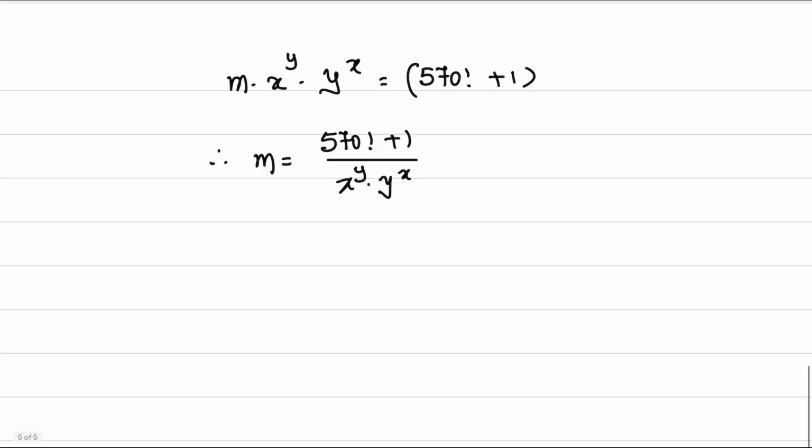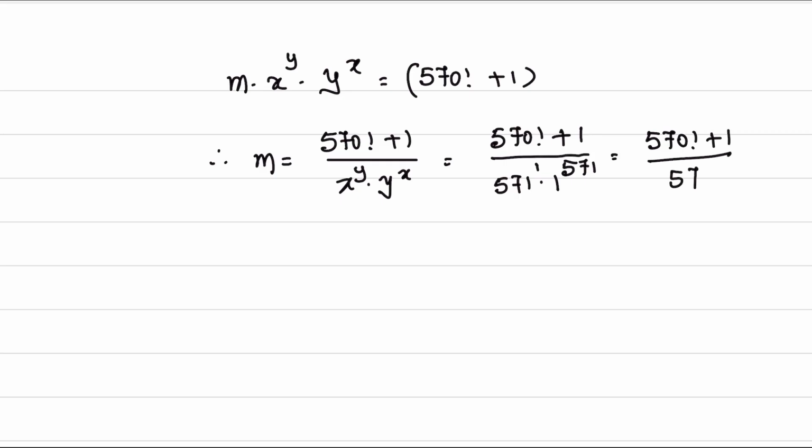Do you agree? That is nothing but 570 factorial plus 1 divided by x, which is 571 to the power of 1, y is 1 to the power of 571. That is equal to 570 factorial plus 1 by 571. That means what are the values we have got? By solving this equation using Wilson theorem.